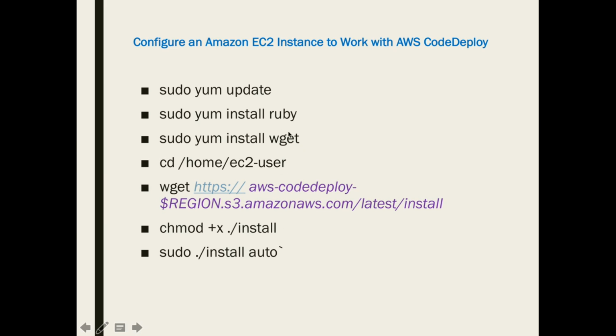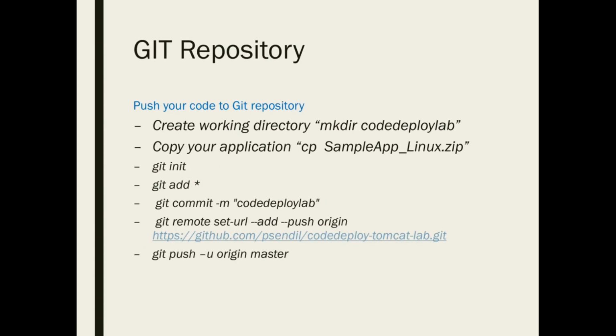You can add these steps in a user data script in an EC2 instance build phase, so that this will be taken care of automatically. You don't have to type it all the time. But remember, this is the high level step we may need to follow. And the second important thing is the Git repository.